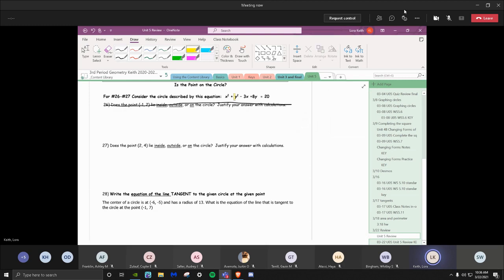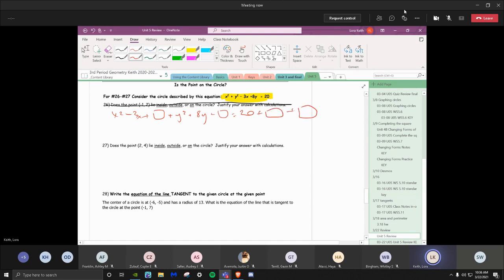So we're working with this equation right here. My very first step is to convert this into standard form. We can't find the center unless it's in standard form. So let's go ahead and put it in standard form. We get x squared minus 3x plus some number plus y squared plus 8y plus some number equals 20 plus some number plus some number.